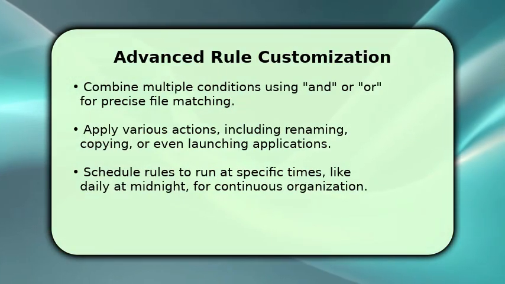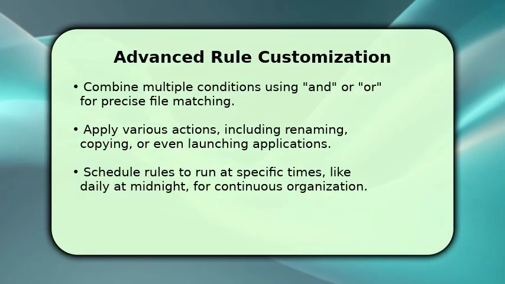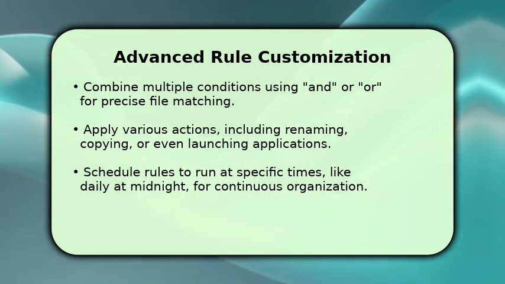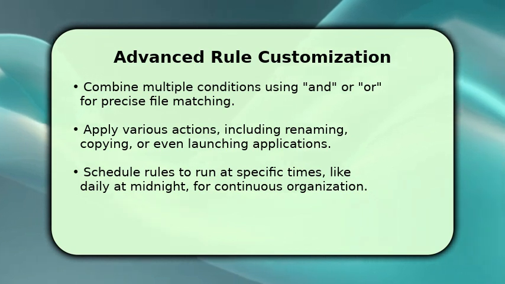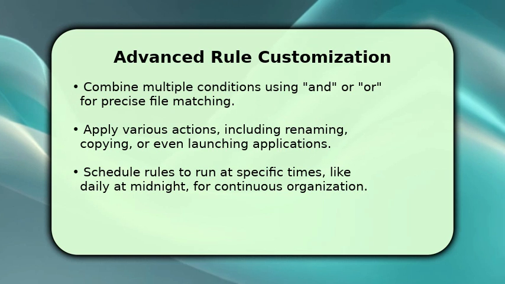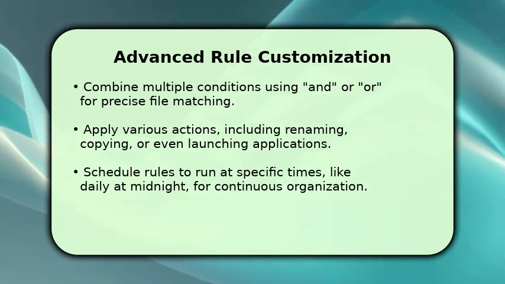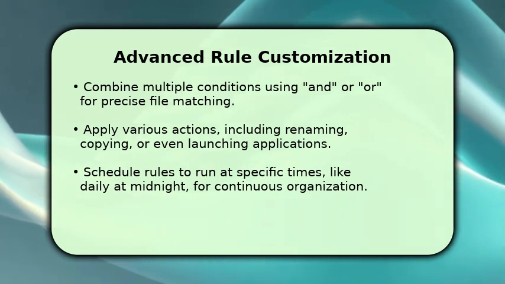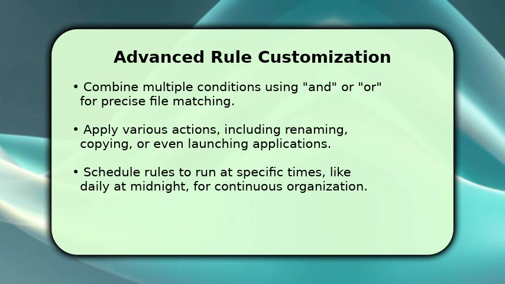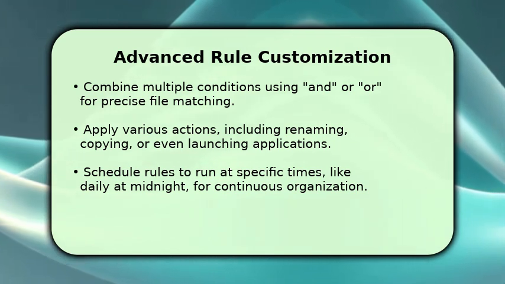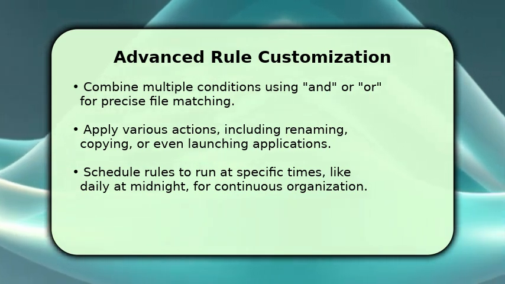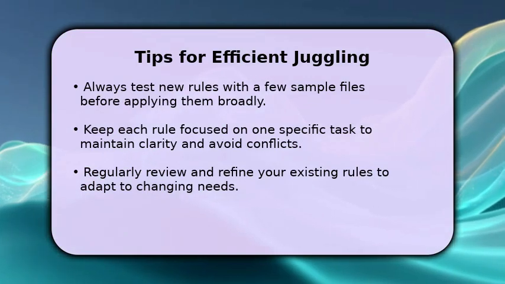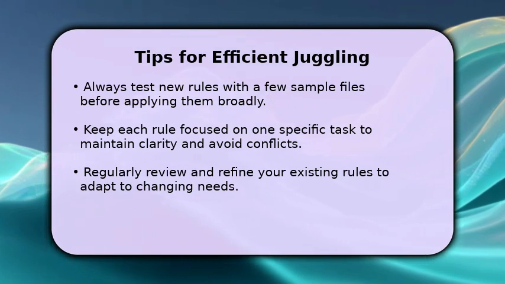Once comfortable with basic rules, explore advanced customization. You can combine multiple conditions. For instance, if file type is image and file size is greater than 5 megabytes. File Juggler supports over 20 different actions, from renaming files with dates to sending them to cloud storage. You can also schedule rules to run automatically, perhaps every morning at 8 o'clock, ensuring your system remains perfectly organized without constant oversight. For optimal efficiency, always test your new rules with a small batch of files first.